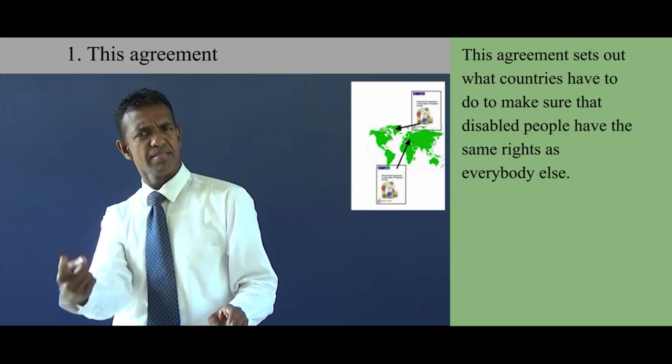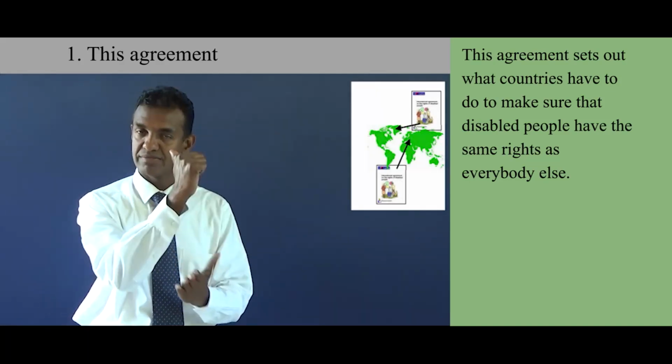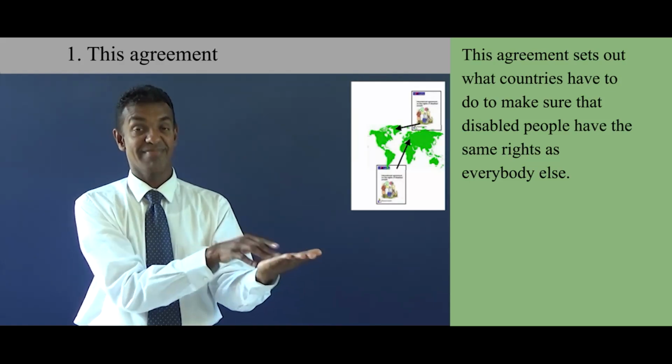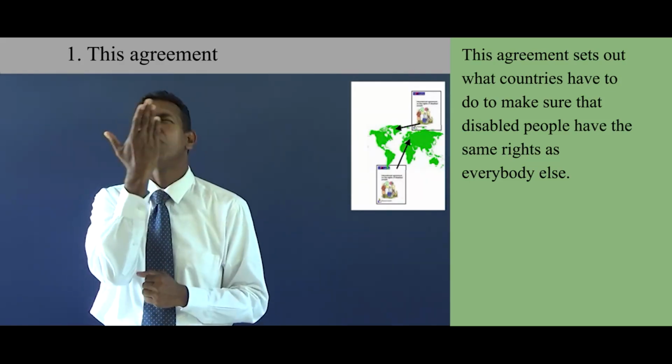This agreement sets out what countries have to do to make sure that disabled people have the same rights as everybody else.